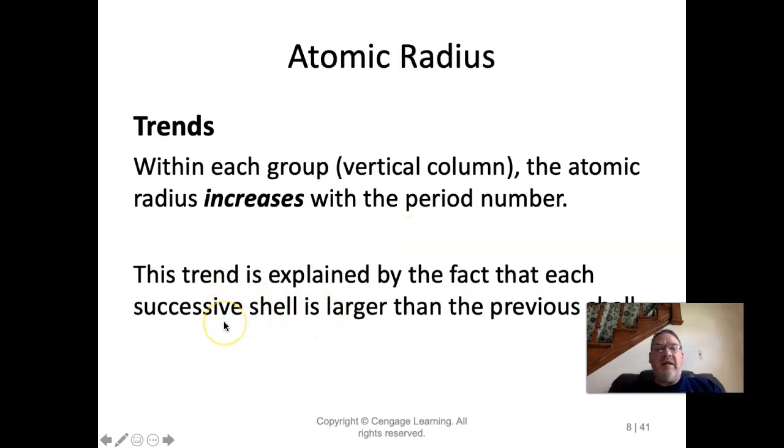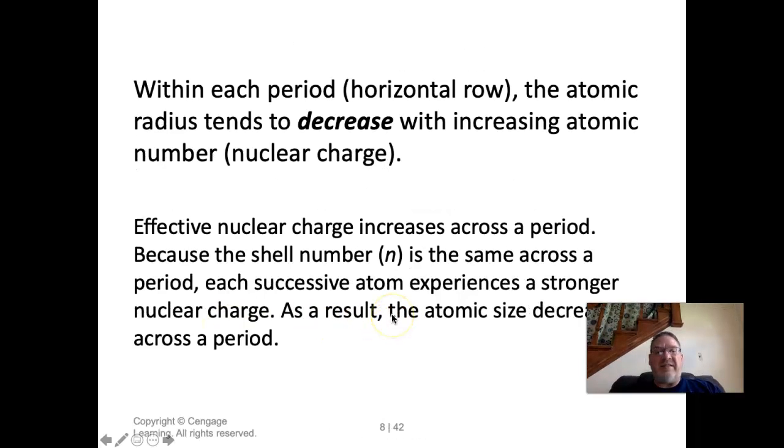Also, and that's what it states there, within each period, now the radius decreases. Our atom gets smaller. And here, one of the things they talk about is there's an attraction between the electrons and the protons. And that attraction makes the atom grow smaller with that.